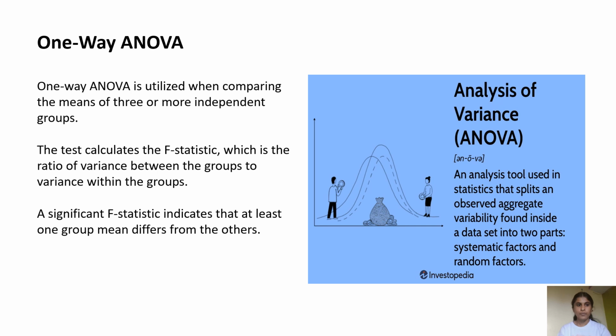One-way ANOVA. One-way ANOVA is utilized when comparing the means of two or more independent groups. The test calculates the F statistic, which is the ratio of variance between the groups to the variance within the groups. A significant F statistic indicates that at least one group mean differs from the others.